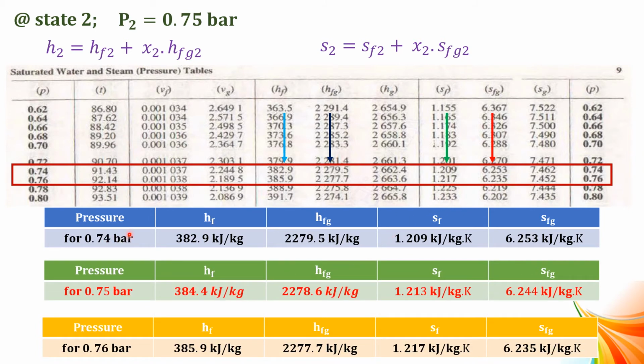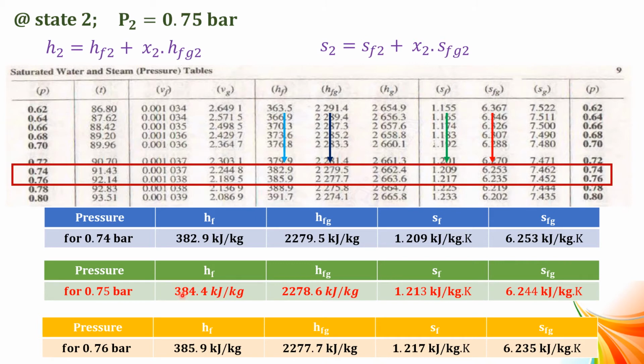Now, interpolating the values corresponding to 0.74 bar and 0.76 bar, we get the HF value corresponding to 0.75 bar. Similarly, by interpolating the HFG value corresponding to a pressure of 0.74 bar and the HFG value corresponding to 0.76 bar, by interpolation we can get the value of HFG corresponding to 0.75 bar. Similarly we can do this for SF and SFG.